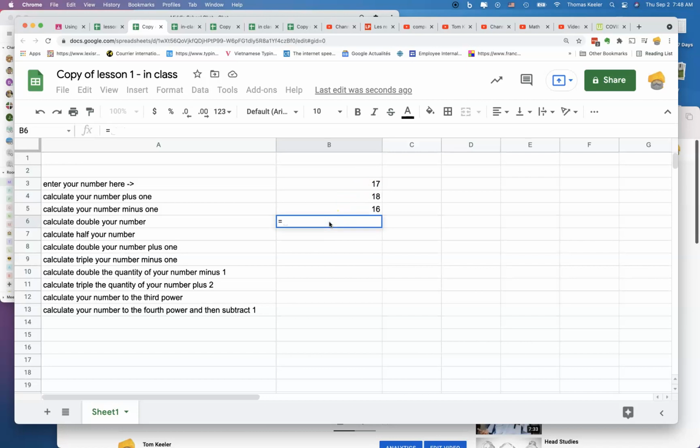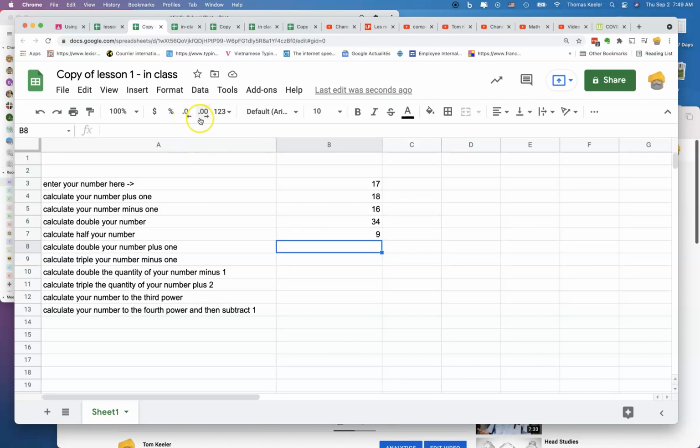So there's a couple ways to do that. You could say equals B3 plus B3, just that number twice. Okay? But a lot of people would do it this way. They'd say, take the number times 2. Calculate half your number. So you'd say, well, I can just go back to that B3 and I divide by 2, and I get 9. Now you'll say, why did I get 9? Right. And you'll see, well, 17 divided by 2 is 8.5, and it's rounded up.